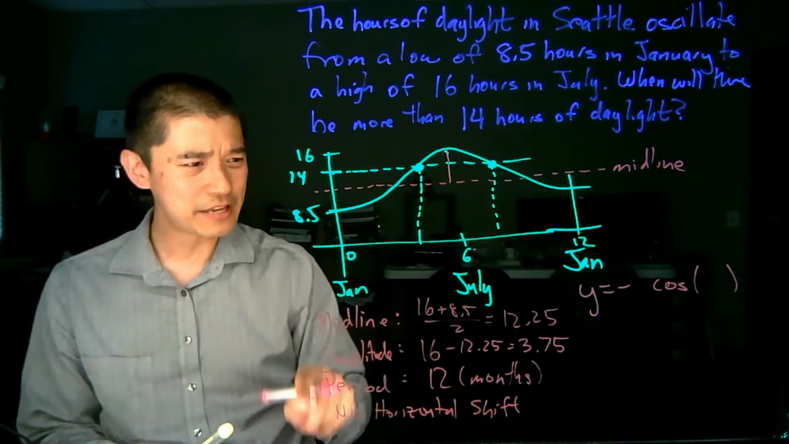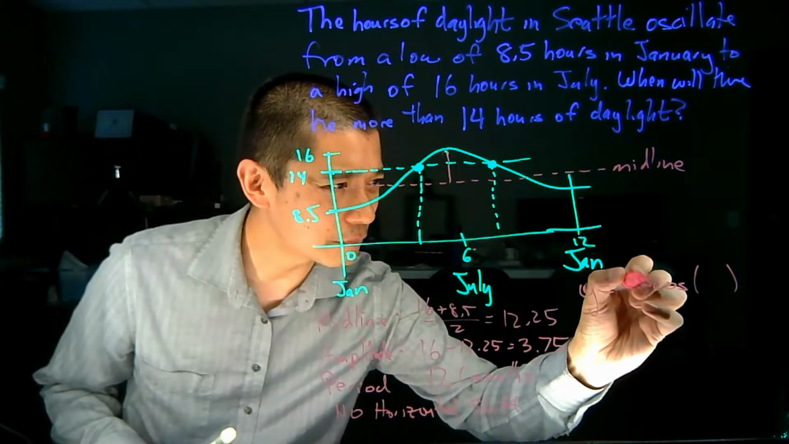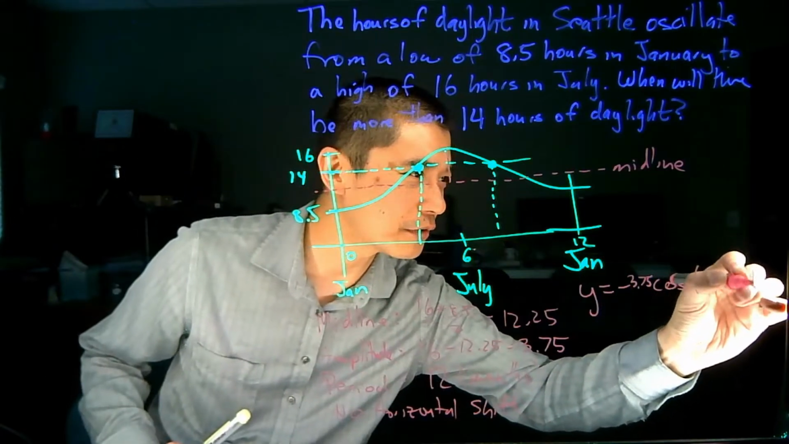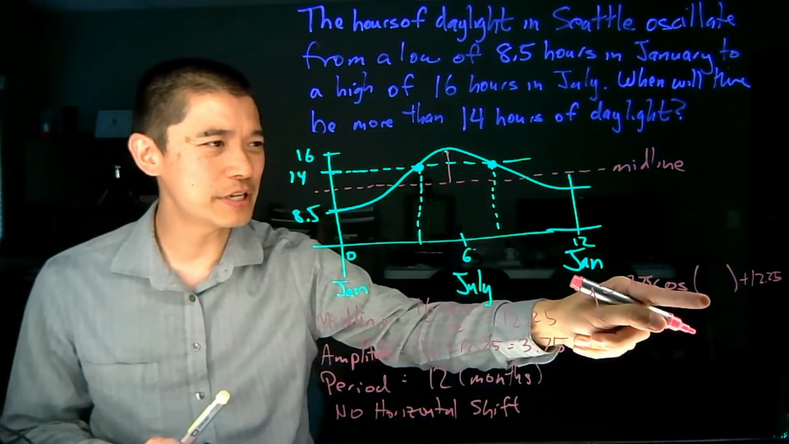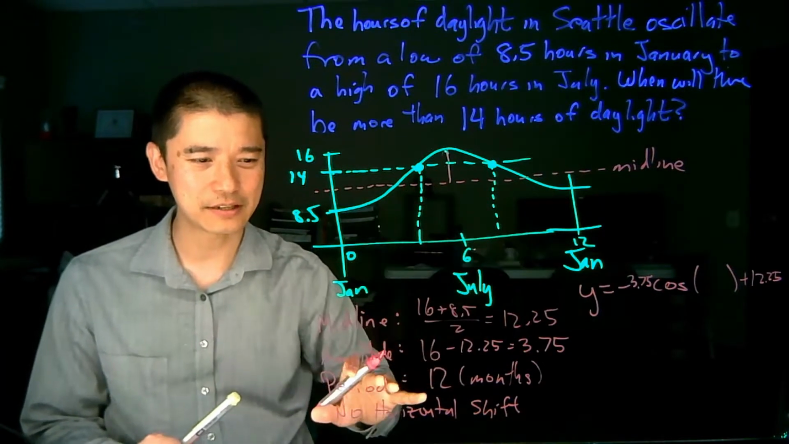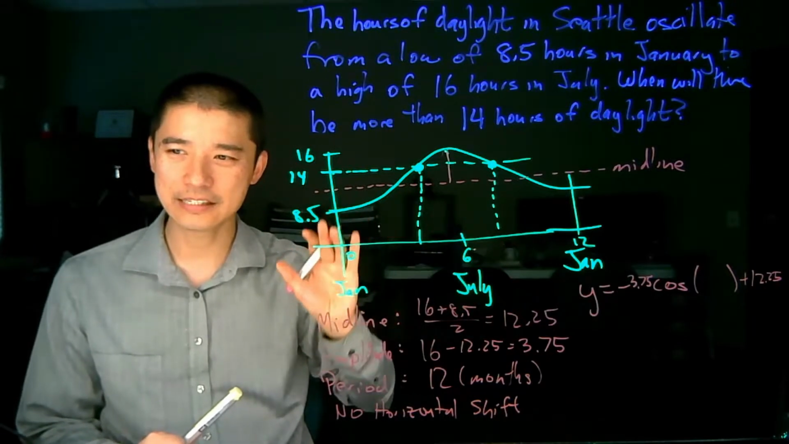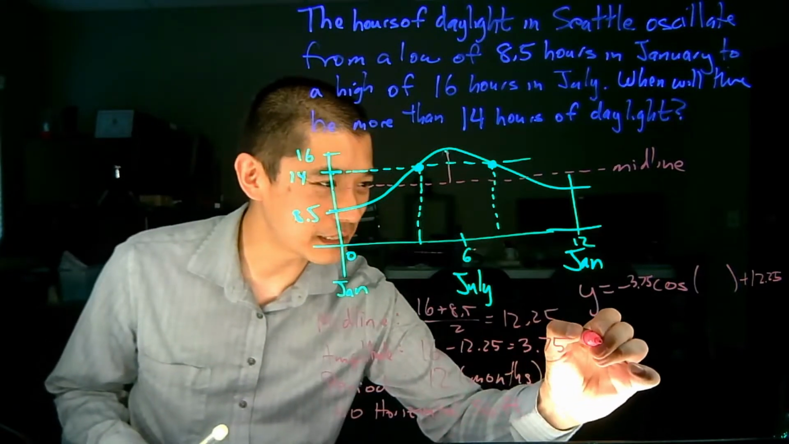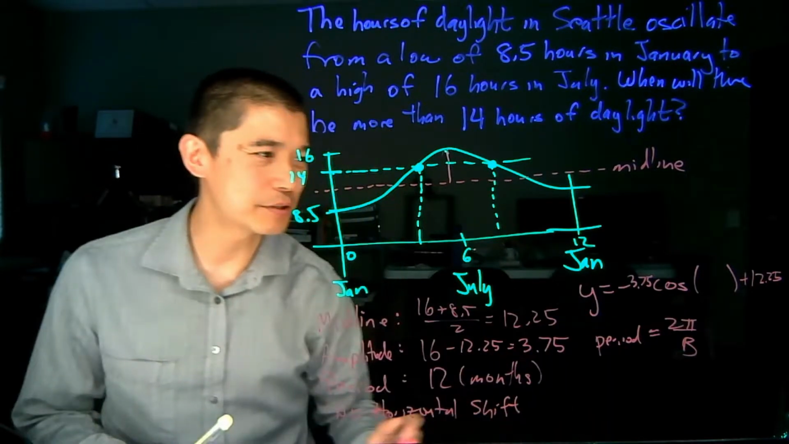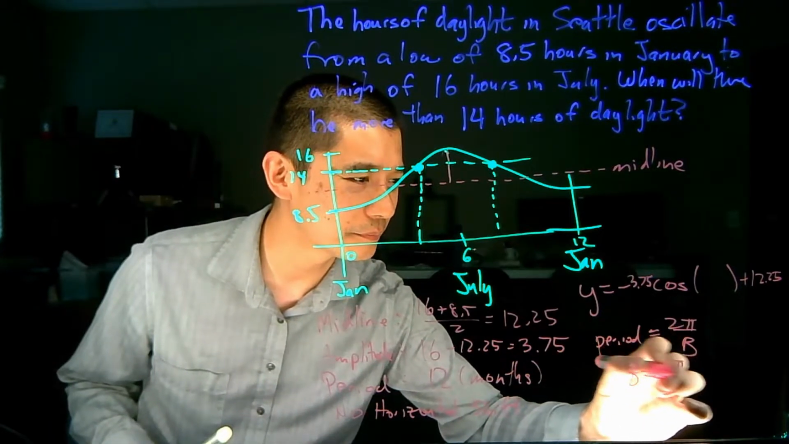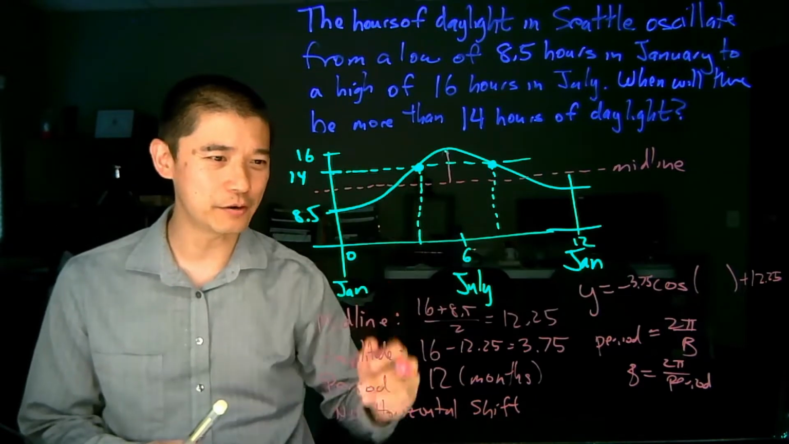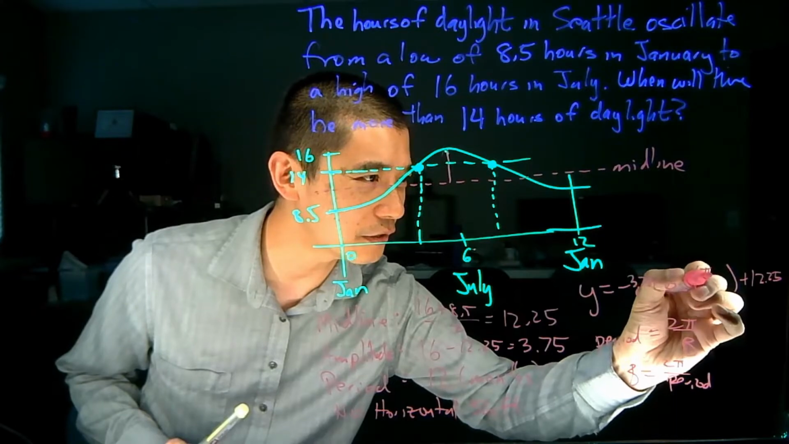What goes where? Well, we have the amplitude of 3.75. The amplitude goes there. We have our midline at 12.25. That goes on the outside here. And this would be b times (t minus c), but since there's no horizontal shift, it's just going to be b times t. But that b value is not the period. You might remember that the period is equal to 2 pi over b, which means that b is equal to 2 pi over the period. And since the period is 12 months, we'll just think about the number 12. 2 pi over 12 months becomes pi over 6. So pi over 6 t.